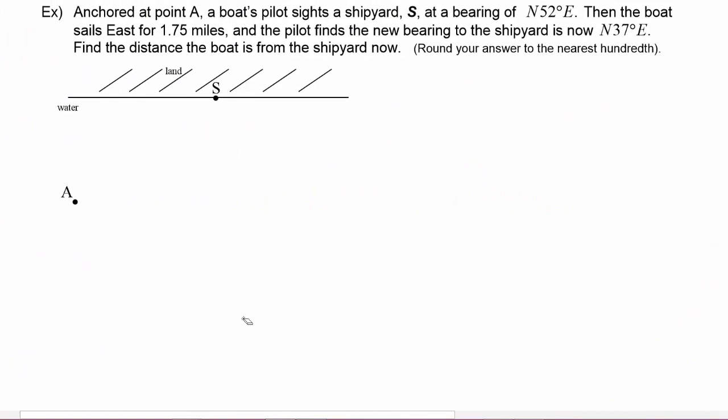In this next example, we're told that anchored at point A, so that's here, a boat's pilot sights a shipyard, S, so that's here, at a bearing of north 52 degrees east. So let's see if we can get that drawn in.